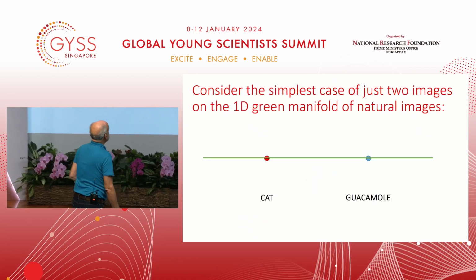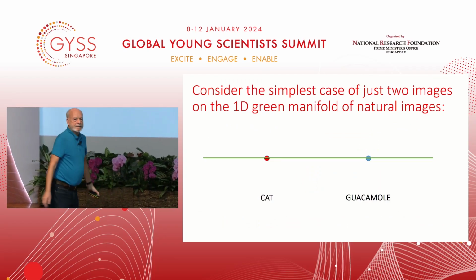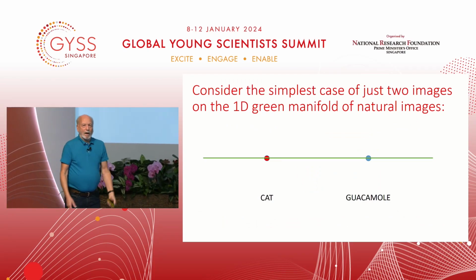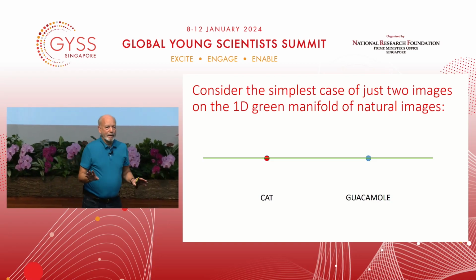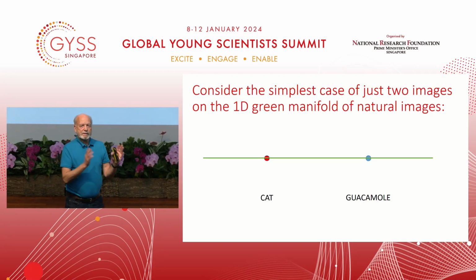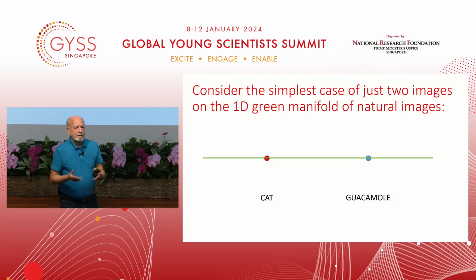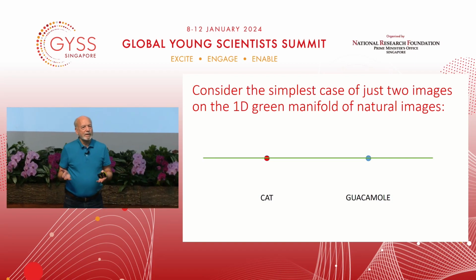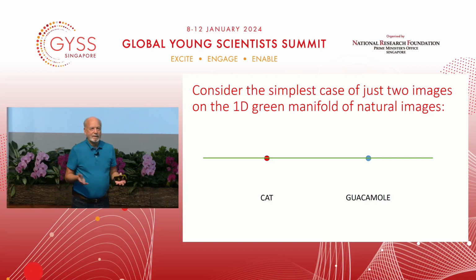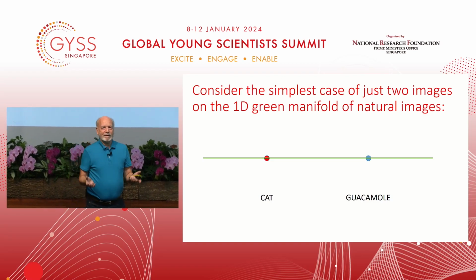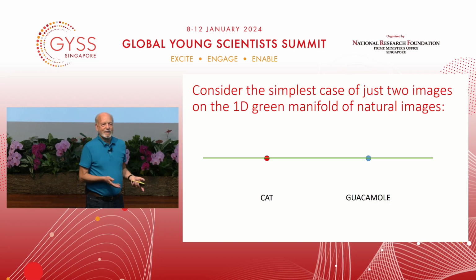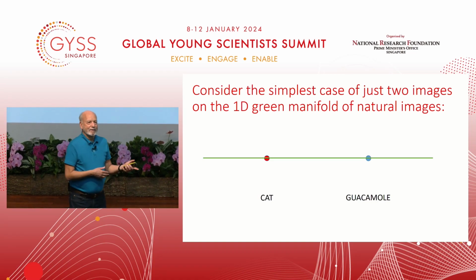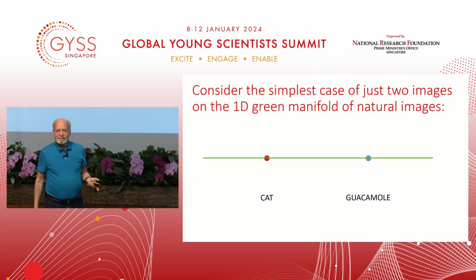Okay. Now let's go back to our cats and guacamoles. How would you distinguish, if the only thing you have to do is, given an image, decide whether it is a cat or guacamole? You notice from experience that there are very few green cats, right? So if the image is mostly green, you say it's guacamole. If it's mostly gray or white or black, not green, you say it's a cat.